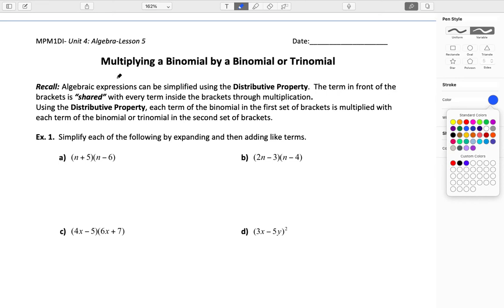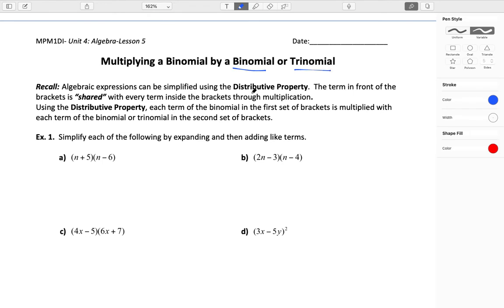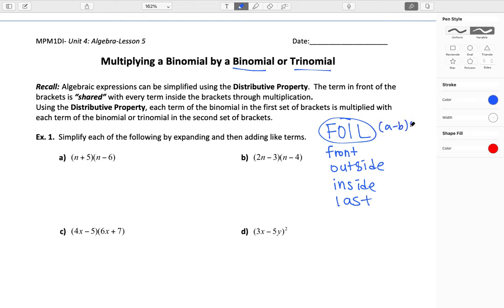Let's go over multiplying binomial by binomial or trinomial. We are going to do distributive property, but there's a special term called FOIL. F stands for front, O stands for outside, I stands for inside, and L stands for last. So what is this FOIL? This FOIL only works when you're multiplying binomial by binomial. It could be plus or minus, doesn't matter.